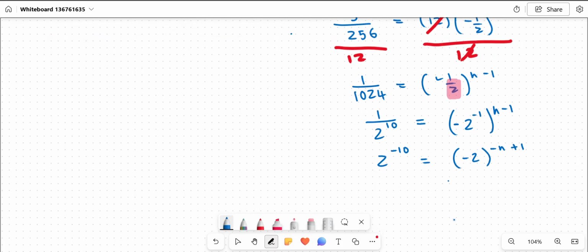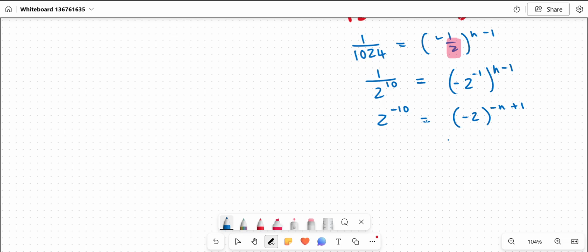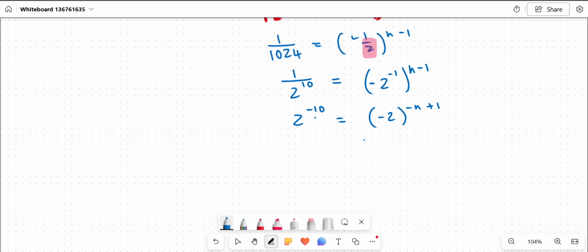And once you get to this point, we notice that since the bases are the same, you can make the exponents equal to each other. And the idea there is that whether it was a negative 2 to that same exponent, or a positive, it was going to give you the same idea. So let's go with that. Negative 10 is equal to negative n plus 1. And then if you take the n to the other side and bring the 10 to this side, you end up getting 1 plus 10, and so n is equal to 11.